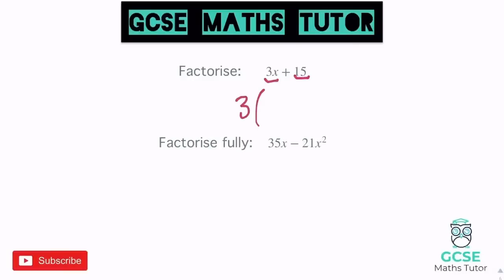3x divided by 3 is just x. Copy the symbol with a plus, and 15 divided by 3 is 5. And you can check your answer there. You can expand that back out just to check that you do get 3x plus 15.